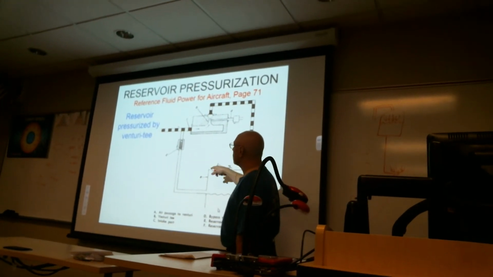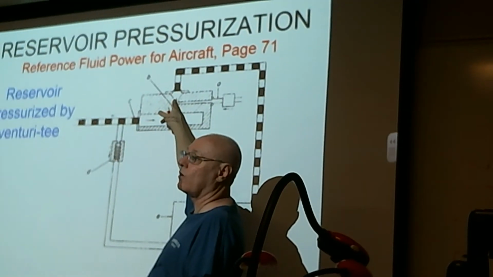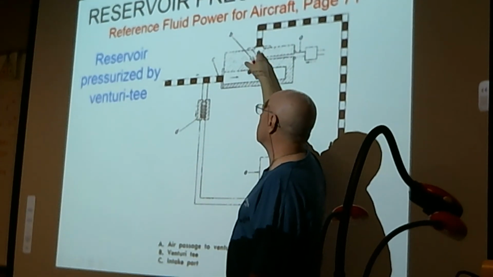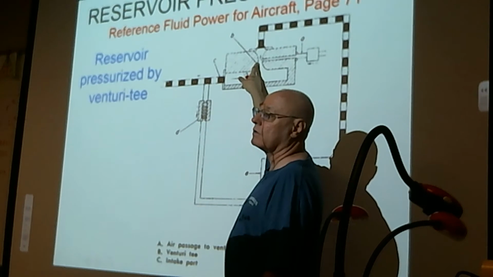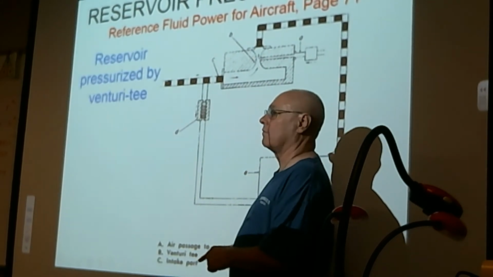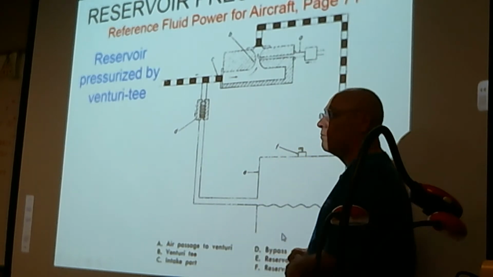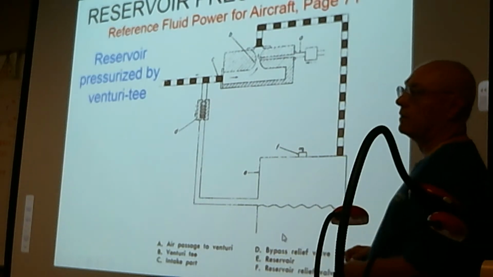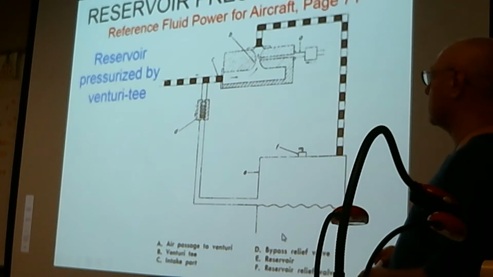It uses return system fluid to enter into the throat of the Venturi, and in doing so pulls ambient air into the throat and delivers that into the reservoir. Schematically, this is kind of what it looks like, but the actual components, I'm not able to find a picture of one used in an actual aircraft.